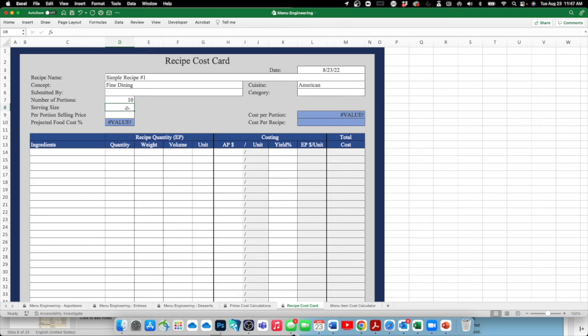Serving size, now this is a description, so it doesn't really matter. We're going to call this 10 ounces. And our portion selling price, how much we're going to sell this for. Let's say, for instance, we're going to sell it on the menu for $25.